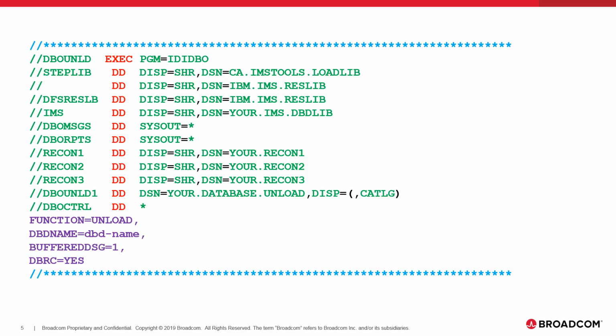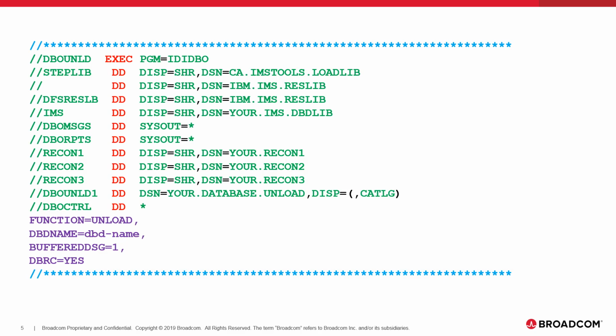Use of the buffered DSG control statement causes the database to be copied sequentially into the hyperspace. The copy is then unloaded to the target dataset, thus eliminating most of the expensive random I/O operations. You can use either DD name or one or more DSG numbers, such as in this example. In the case of HALDB databases, the specified value applies to all partitions.